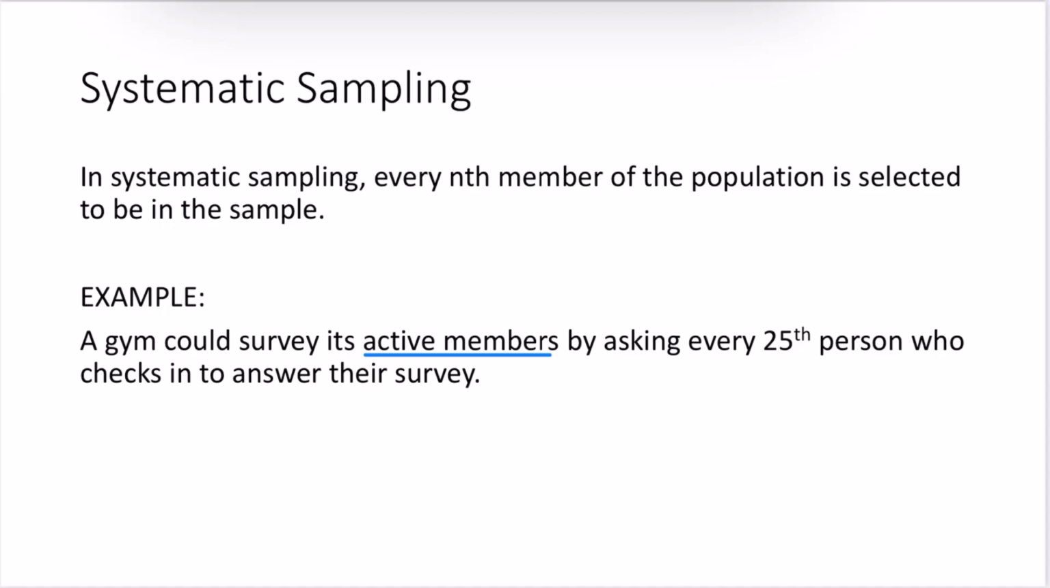And so in this case, n would be the number 25, but you can use any number for n. So you could select every 100th person or every 10th person or every 4th person. It doesn't really matter what you choose n to be, but the key is that you're selecting every nth member of the population to be in the sample.